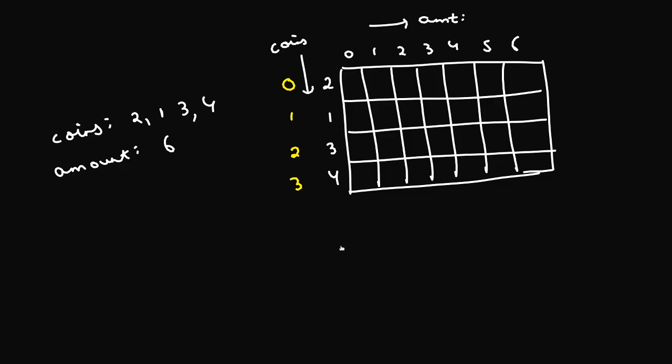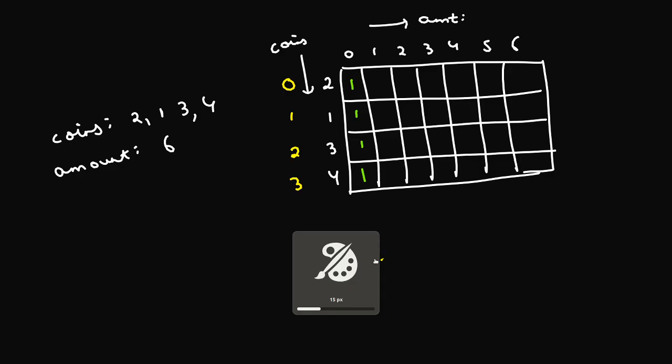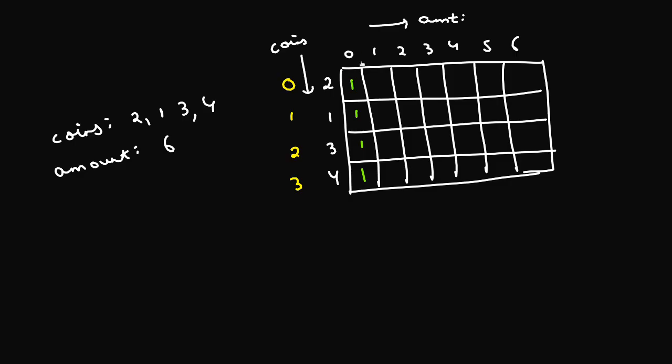So the solution set is going to be 1. That's it. You don't use any coin at all in order to create an amount of 0. So that's the thing that we'll use here. All the entries in the 0th column will be filled with 1. The logic here is that there's only one way to not use any coin at all, and that is the only way in which you can create an amount of 0.